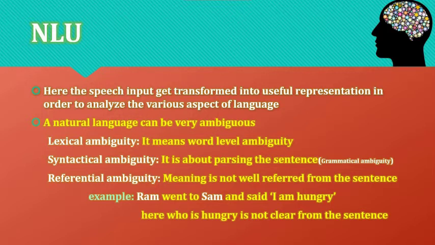It's very important. Just take an example: Ram went to Sam and said, I'm hungry. The sentence is clear to you, I'm pretty sure you can understand, but for the machine it is not clear. Here, who is hungry is not clear from the sentence. So the machine will have to face a problem understanding the actual meaning of the sentence. But there are many high technologies, and by using them the machine will overcome these challenges.